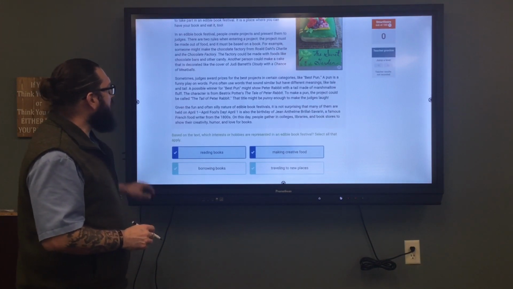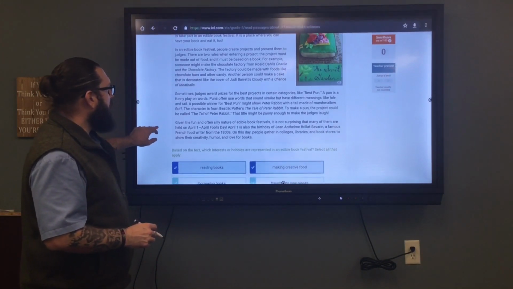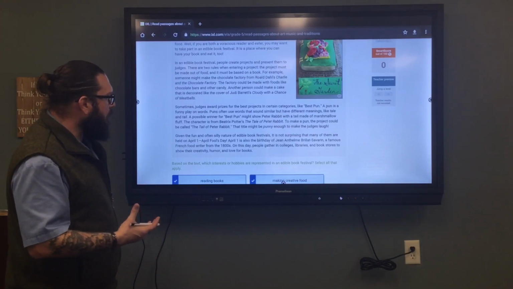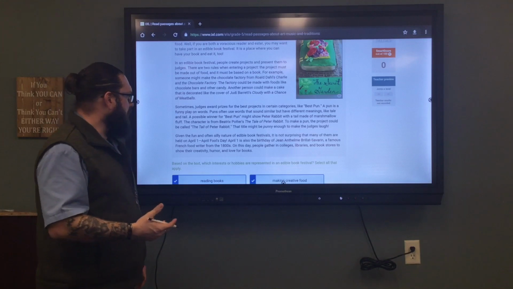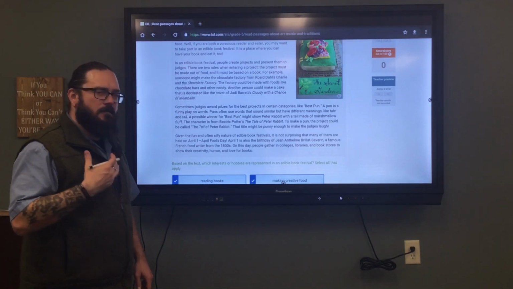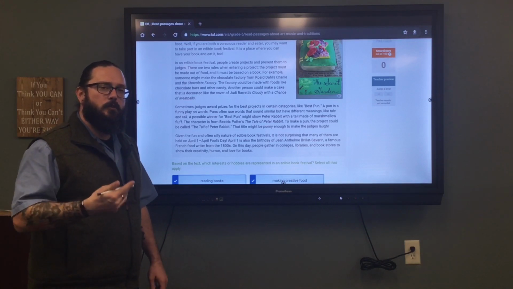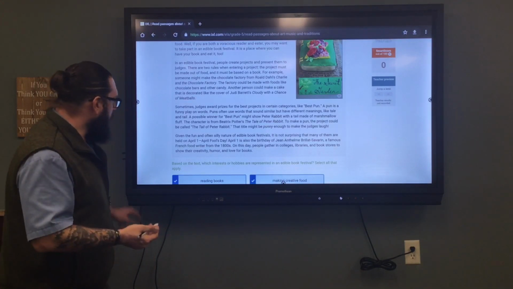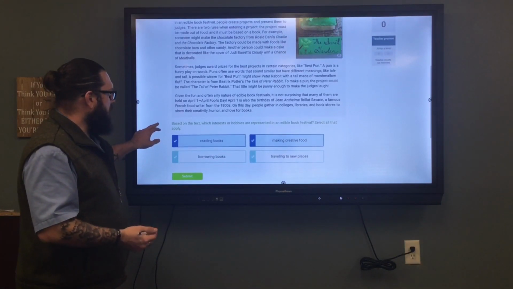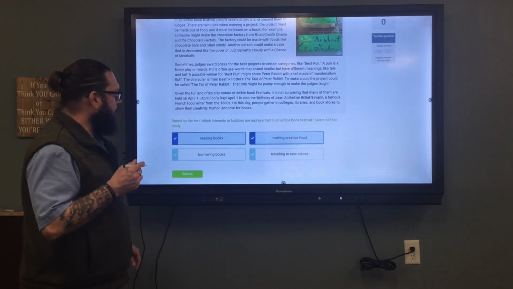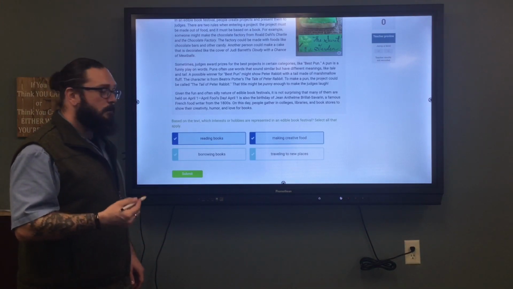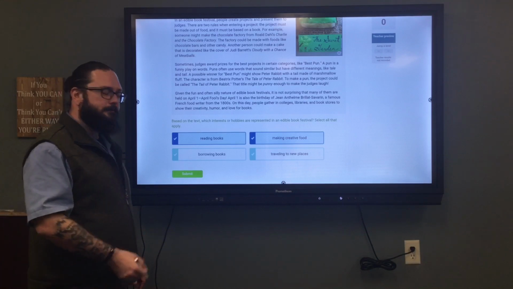Traveling to new places. Again, the last sentence says people gather in colleges, libraries, and bookstores. So yes, they would have to travel to these, but they're not really traveling to new places. So that one is not represented in the passage. So the 2 interests that are represented in an edible book festival are reading books and making creative food.